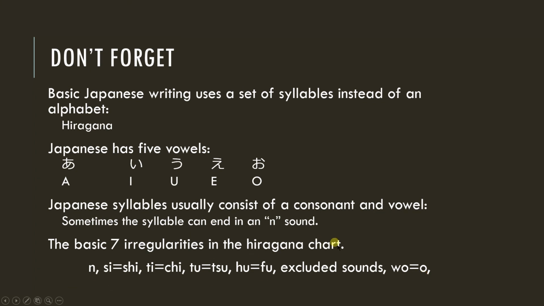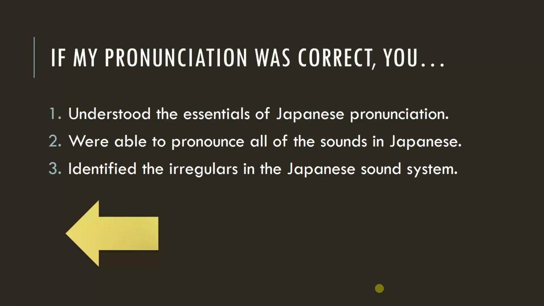Okay. So, if my pronunciation was correct, you understood the essentials of Japanese pronunciation. You were able to pronounce all the sounds in Japanese and identified the irregulars in the Japanese sound system.